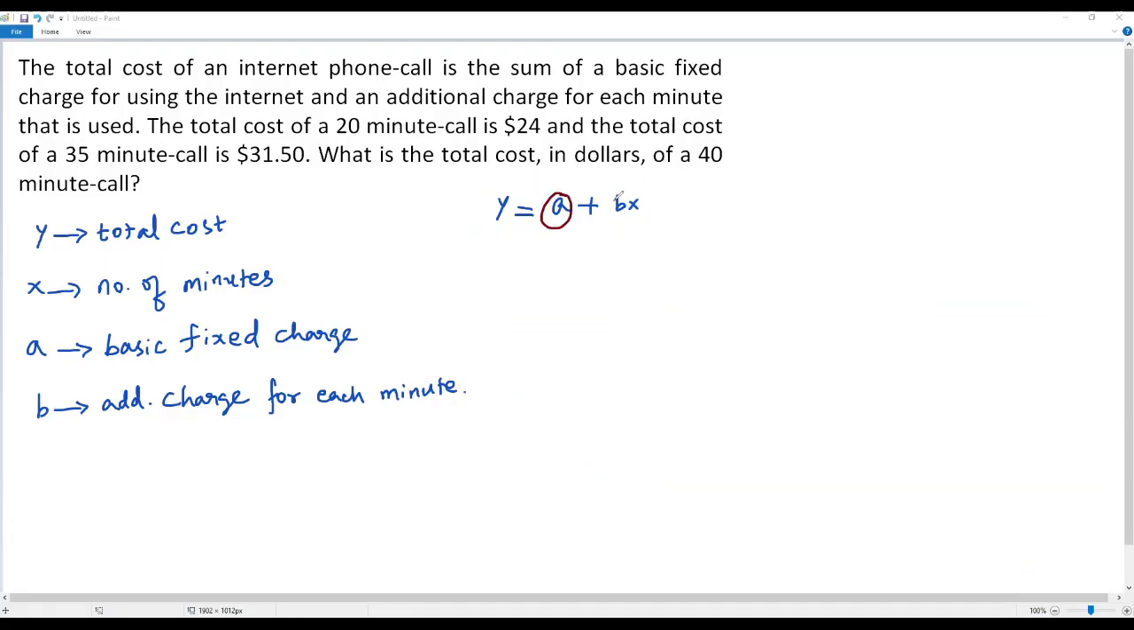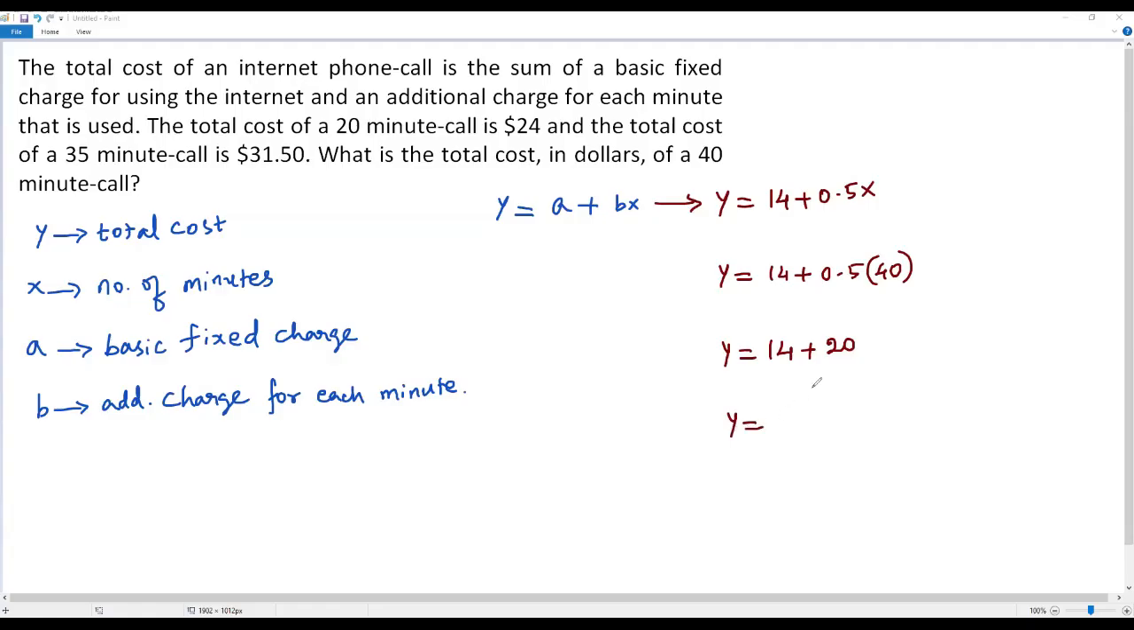Let me plug in A equals 14 and B equals 0.5 over here. Then I'm getting Y equals 14 plus 0.5X. The total cost function is now complete. Now I have to plug in X equals 40 to get the total cost for a 40-minute call. Let me do it. Y equals 14 plus 0.5 times 40. I plugged in X equals 40. Then I'm getting Y equals 14 plus, when I multiply 40 and 0.5, I am getting 20. So when I add 14 and 20, I am getting 34. The total cost in dollars of a 40-minute call is 34.